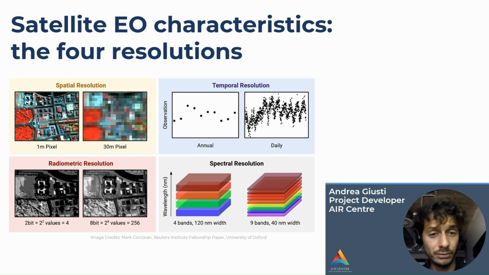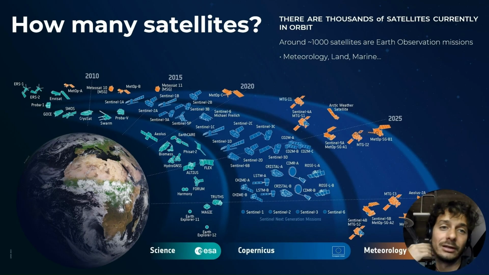The spectral resolution focuses on the sensor's ability to distinguish different wavelengths. So the higher the spectral resolution is, the more specific the wavelength range each band can detect. Lastly, we have the radiometric resolution, which refers to the sensor's sensitivity to detect slight differences in energy or brightness. The higher it is, the better the sensor is at distinguishing tiny variations in the data, which results in sharper imagery. So how many satellites are out there?